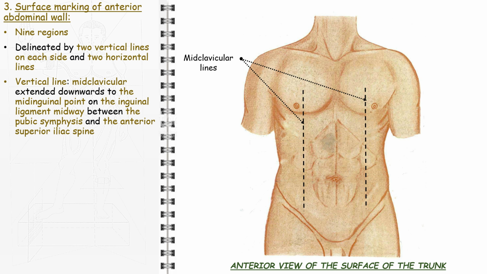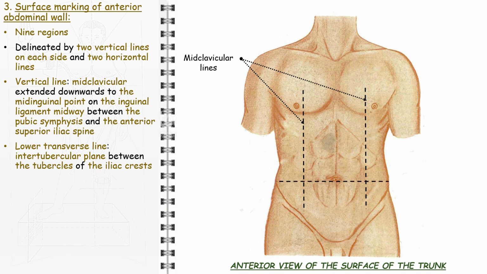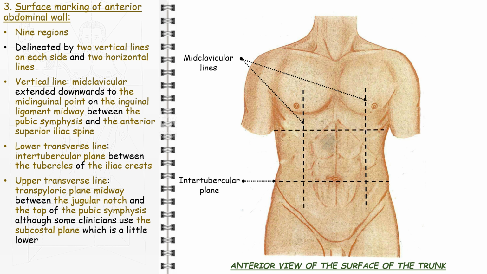Each lateral sagittal line passes midway between the midline and the anterior superior iliac spine. The lower transverse line is the intertubercular plane between the tubercles of the iliac crests. The upper transverse line is the transpyloric plane, midway between the jugular notch and the top of the pubic symphysis, although some clinicians use the subcostal plane passing by the xiphosternum and the lower border of the 10th ribs, which is a little lower. The surface marking of the anterior abdominal wall has a major clinical interest.